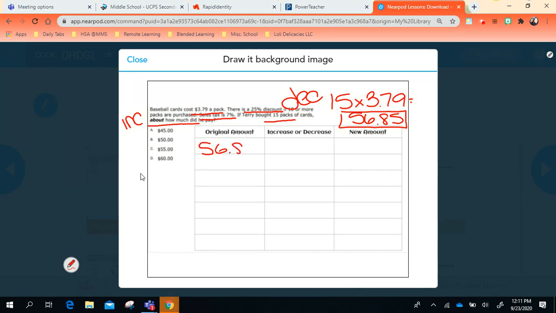$56.85. And one more time, just in case you didn't catch that. So each pack is $3.79. Terry bought 15. We want to make sure we account for each pack. So we have to do 15 times $3.79. So that's why I like to read it twice, to make sure I get all the information. Sometimes I got to read it a third time because I still forget the information the second time. You just want to make sure you get all the facts. So our original is $56.85.